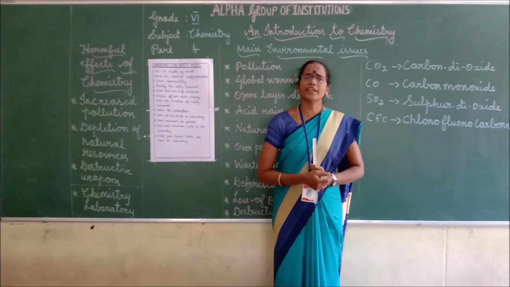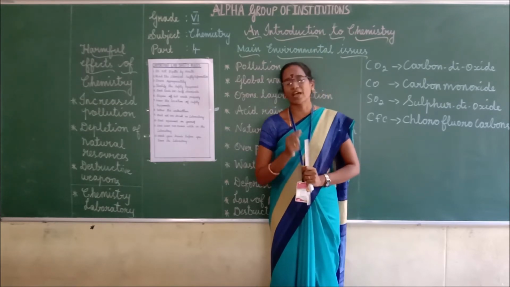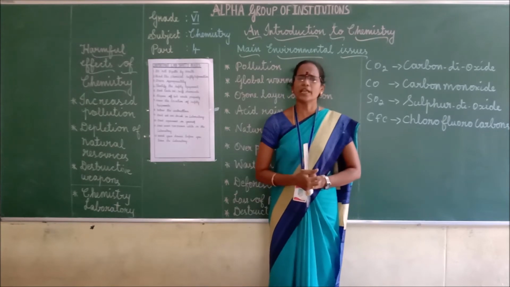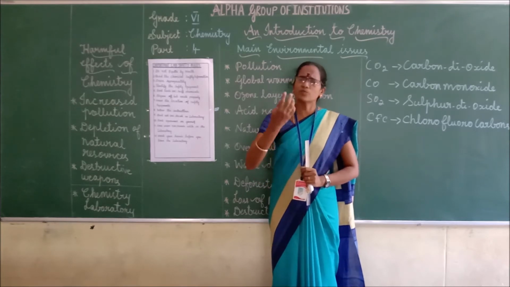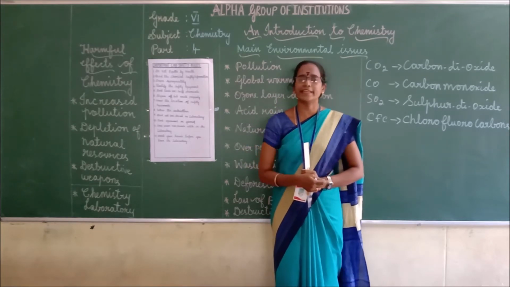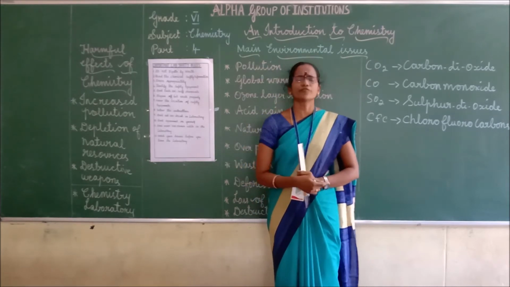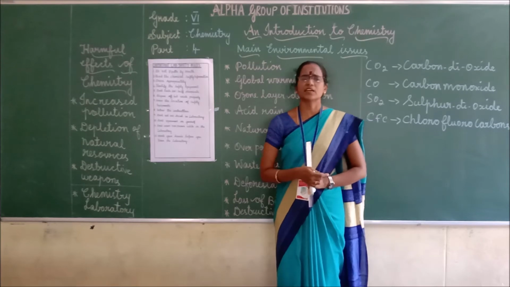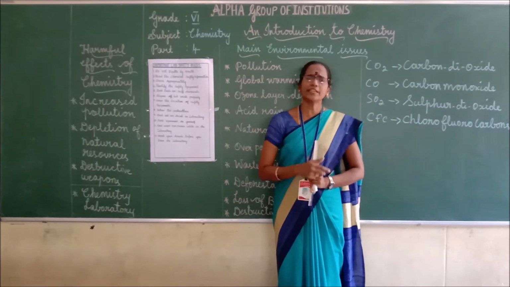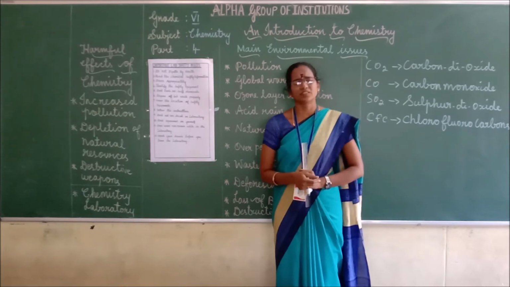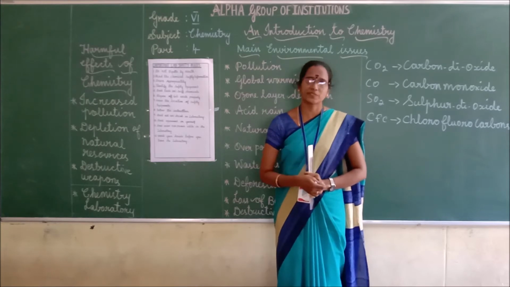CFC is another major pollutant. It's another major harmful effect of air pollution. The ozone layer is very important to life. Why? Because it absorbs the harmful radiation coming from the sun. The thinning of the ozone layer allows harmful ultraviolet radiation to enter the atmosphere of the earth, and it also causes skin cancer, eye problems, etc.